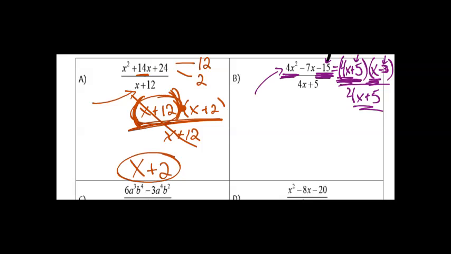That x is being multiplied times 4x to give me the 4x squared. This negative 3 is being multiplied times that 5 to give me this negative 15. So that's an easier way, maybe, for some of you, to work backwards to figure out what that extra factor has to be.